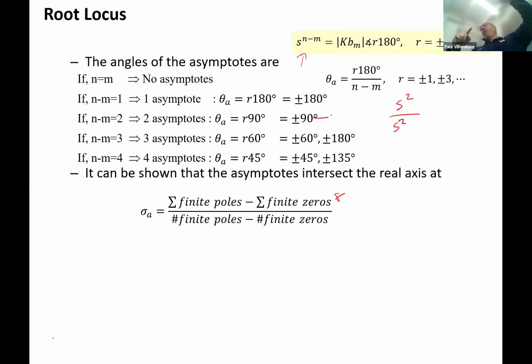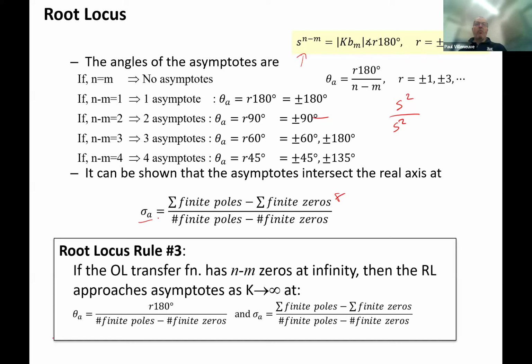And we have to figure out where the asymptotes exist. What's the start off location? That's what the sigma sub a is. So you sum the finite poles, you subtract the sum of the finite zeros, and then you divide by n minus m.